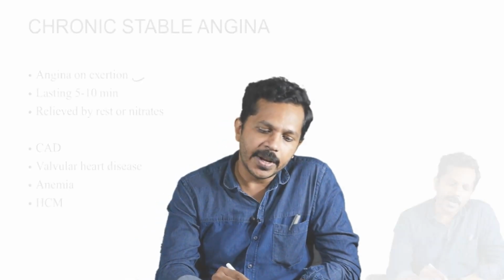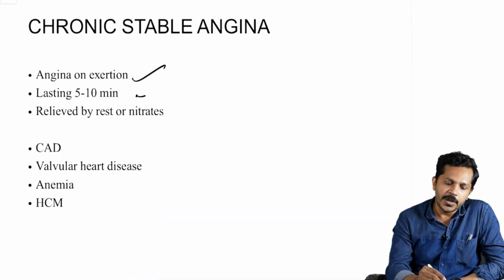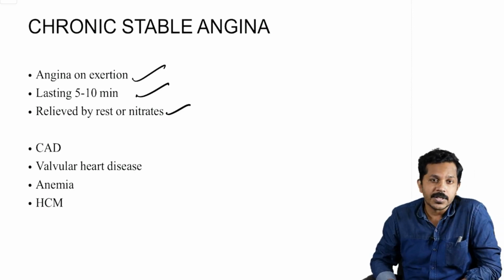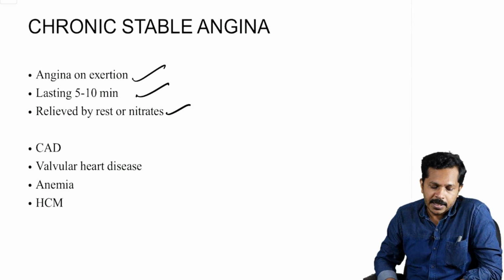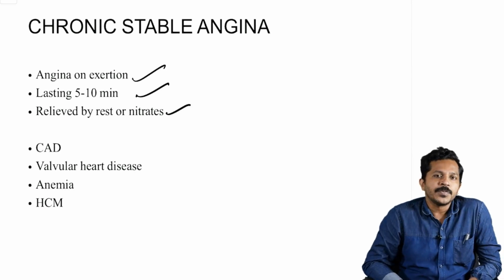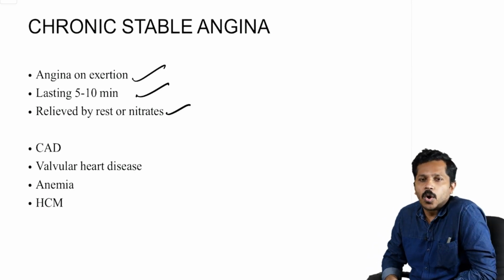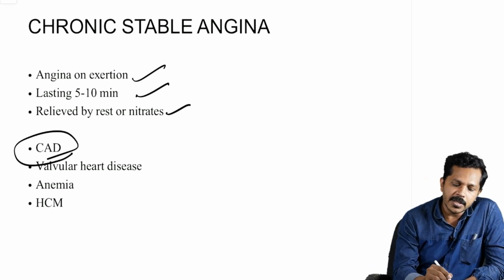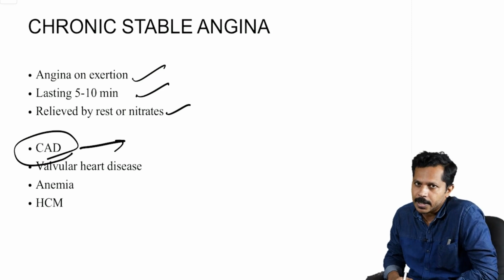So that is the characteristic feature of stable angina. That's angina on exertion. It lasts about 5 to 10 minutes and is relieved by rest or nitrate. So that's a classical feature of chronic stable angina. We have to know that chronic stable angina does not always mean it is ischemic heart disease. Coronary heart disease is only one of the reasons for chronic stable angina.